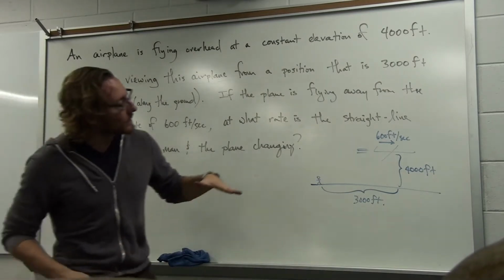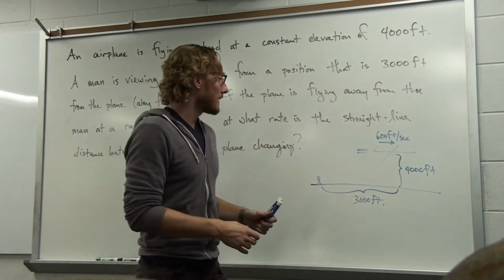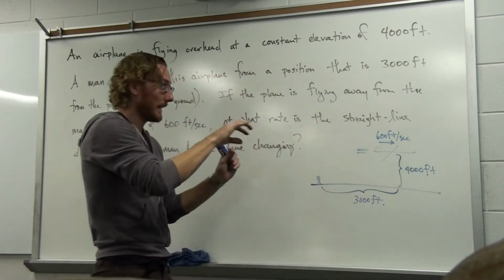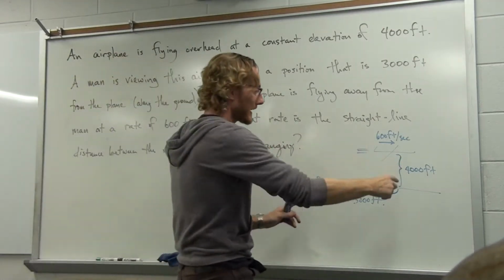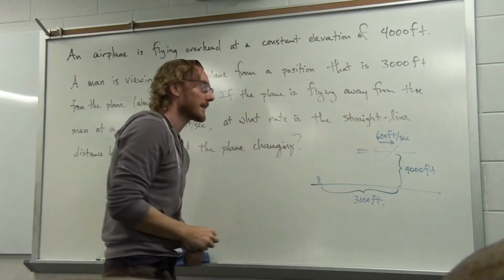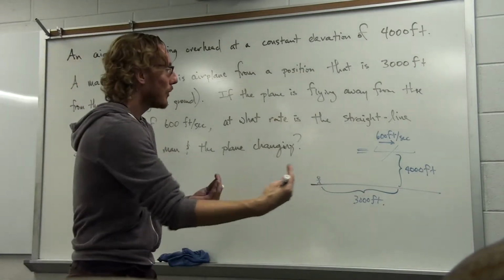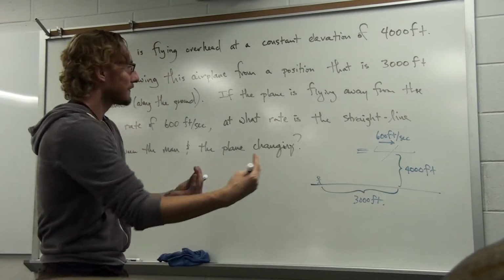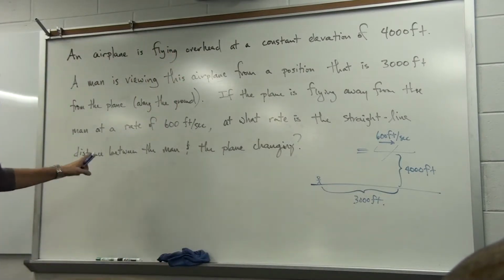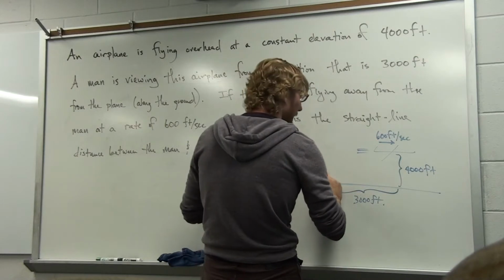So the plane is moving at 600 feet per second horizontally, and that's going to affect this 3,000 feet measure exactly, right? A second later, this 3,000 is going to be 3,600 because the plane's moving at 600 feet per second. But the question is not about how far the man is from the plane along the ground. The question is, at what rate is the straight line distance between the man and the plane changing?